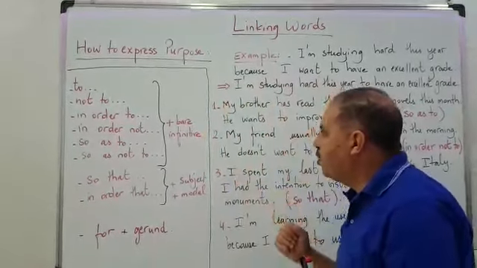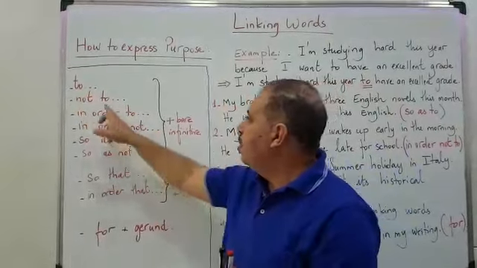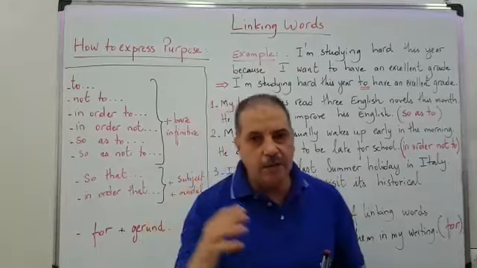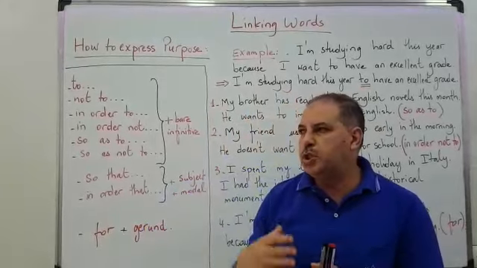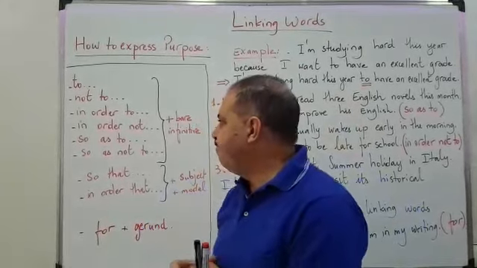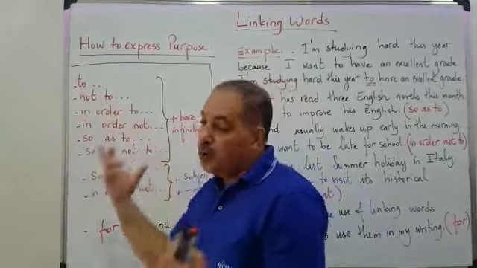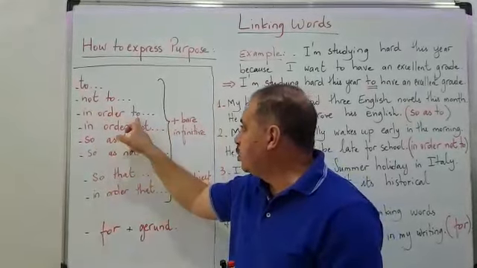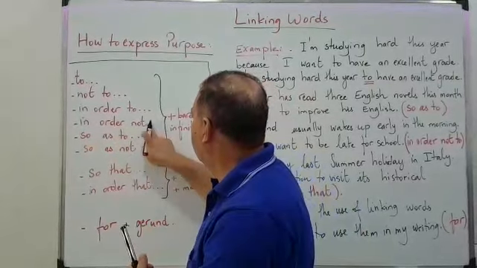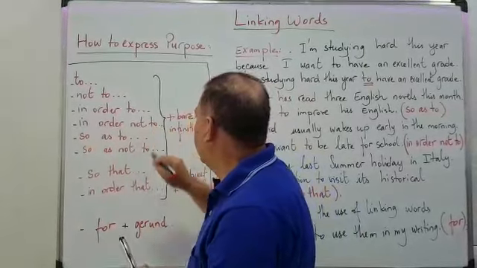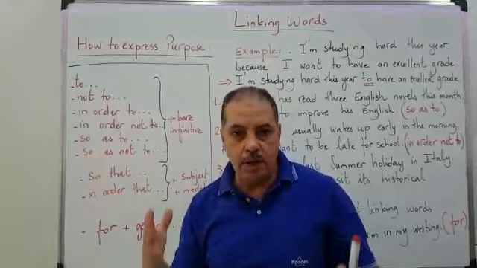So we can begin with, for example, just to, okay, simply to, not to. Please don't forget the negative forms, okay. In the exam, we should not ignore the negative forms, okay? So if we have to, we can also have not to. In order to, or the negative of this is in order not to. So as to, and the negative form is so as not to.